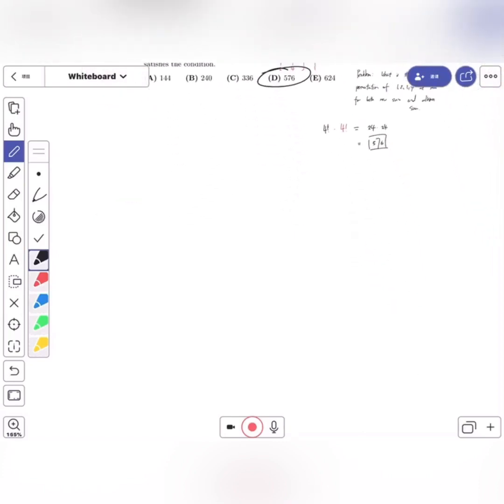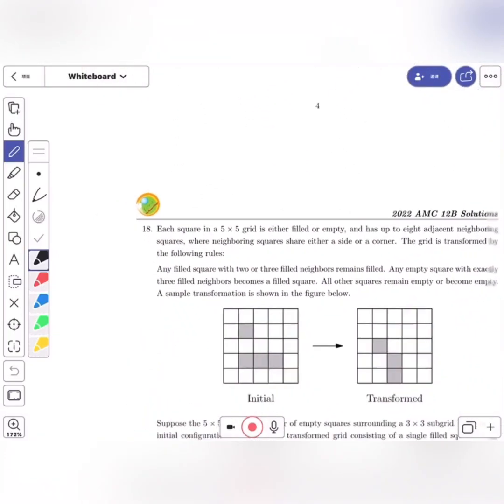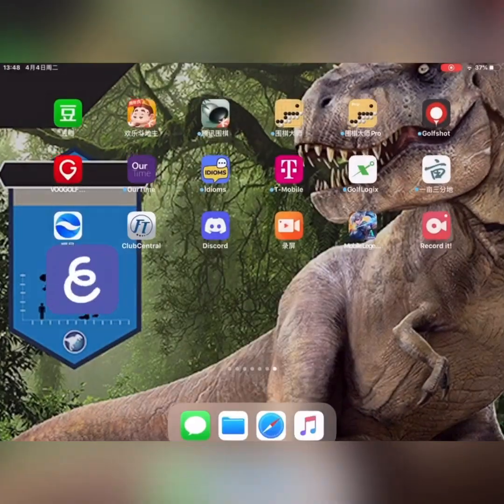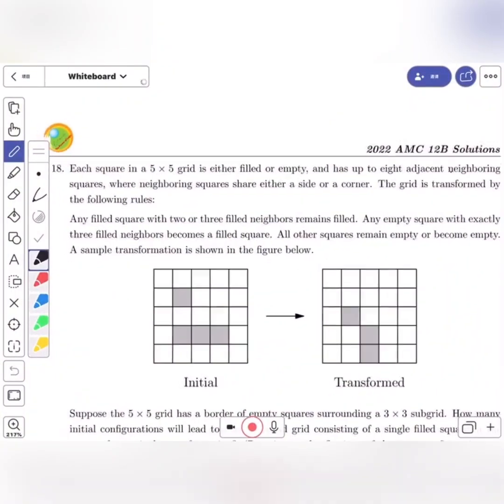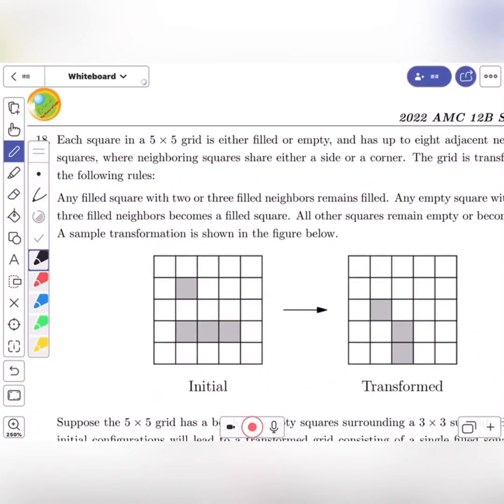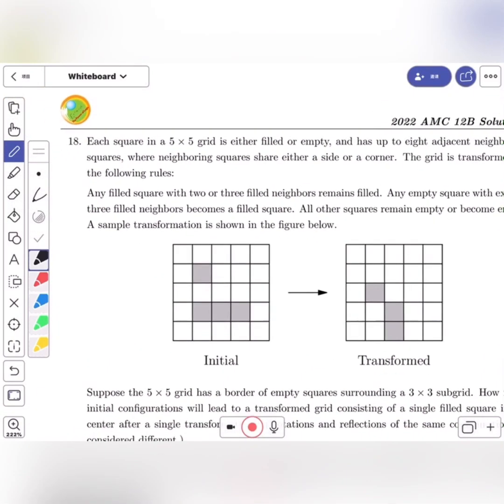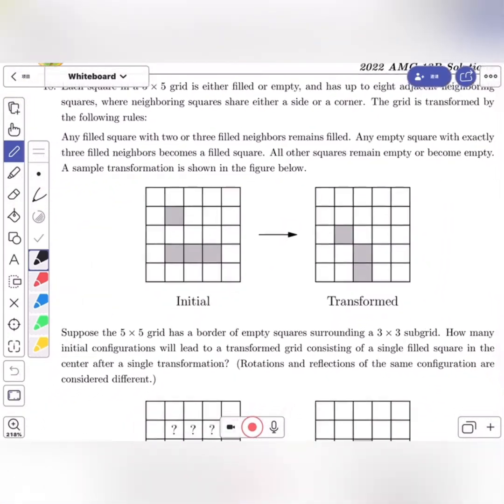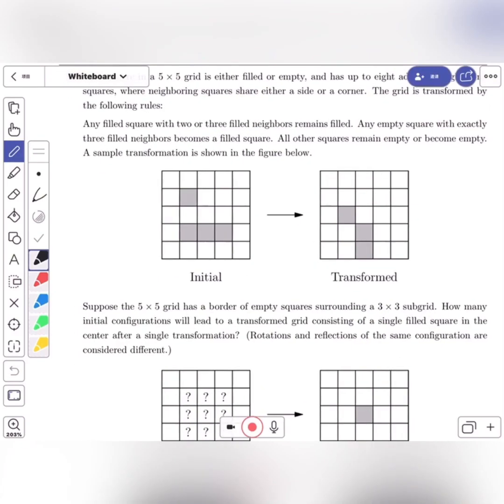Now, go on to the next one. Problem 18. Each square in a 5 times 6 grid is either filled or empty, and has up to 8 adjacent neighboring squares, where neighboring squares share either a side or a corner. The grid is transformed by the following rules. Any filled square with 2 or 3 filled neighbors remains filled. Any empty square with exactly 3 filled neighbors becomes a filled square. All other squares remain empty or become empty. This will just be a sample transformation.